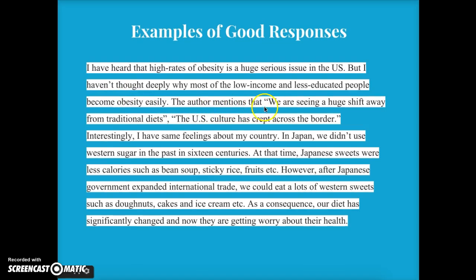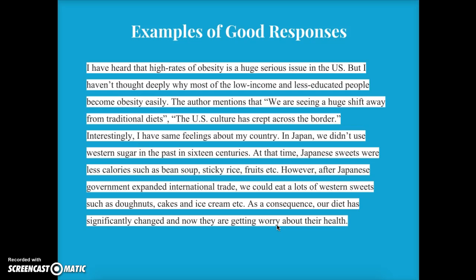The author mentions that we are seeing a huge shift away from traditional diets. The US culture has crept across the border. Interestingly, I have same feelings about my country. In Japan, we didn't use Western sugar in the past in 16th centuries. At that time, Japanese sweets were less calories, such as bean soup, sticky fruit, rice, fruits, etc. However, after Japanese government expanded international trade, we could eat a lot of Western sweets, such as donuts, cakes, and ice creams. As a consequence, our diet has significantly changed, and now they're getting worried about their health.